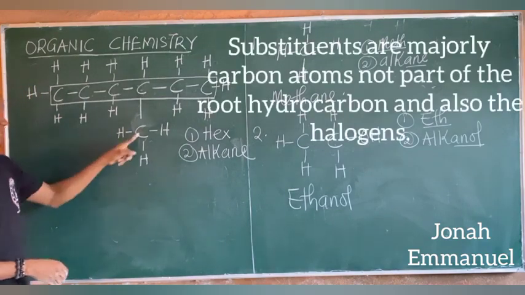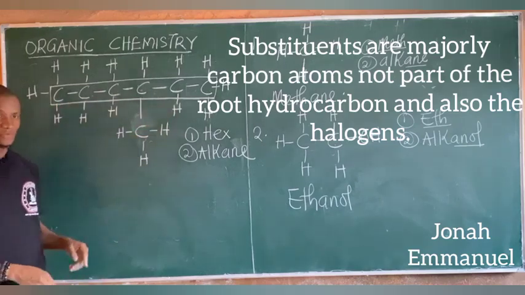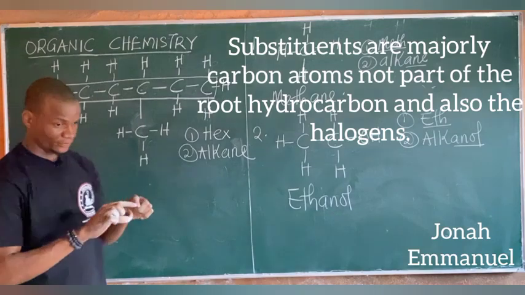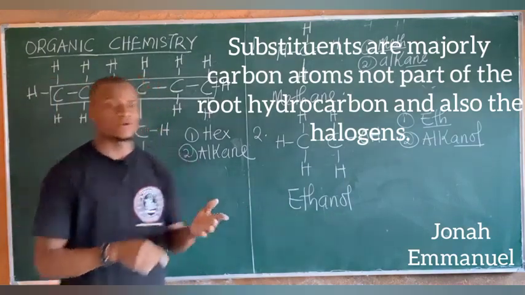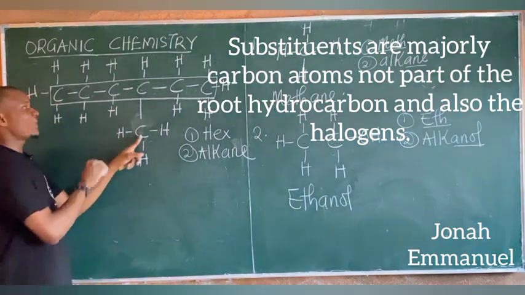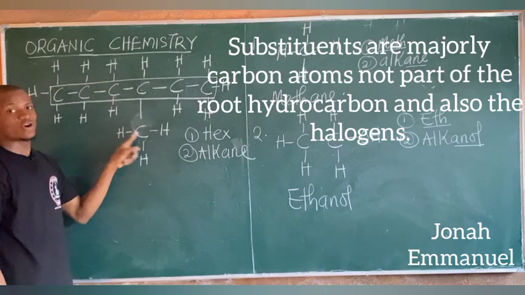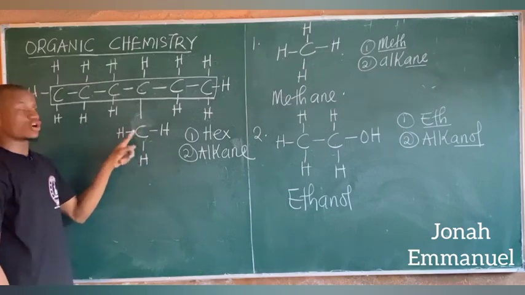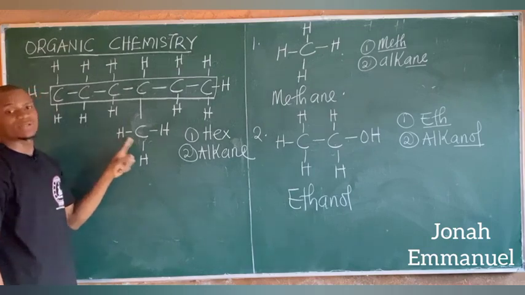This is a substituent. Why? Because it's not part of the parent carbon atom. So whenever you're done numbering your longest continuous carbon chain, and you have a particular carbon, such as this, which is not part of the major parent carbon chain, it is now considered a substituent. Now, the question is this: what kind of substituent is this?